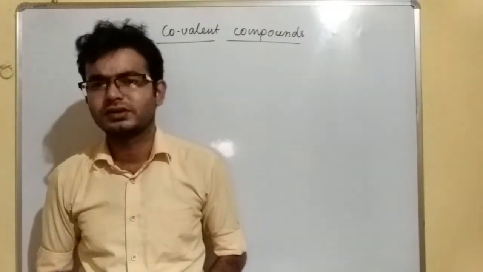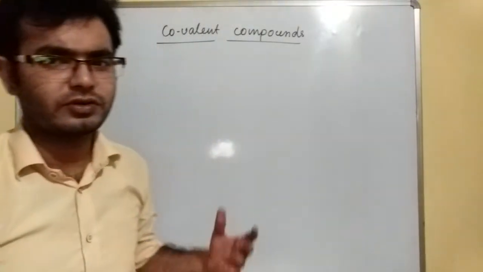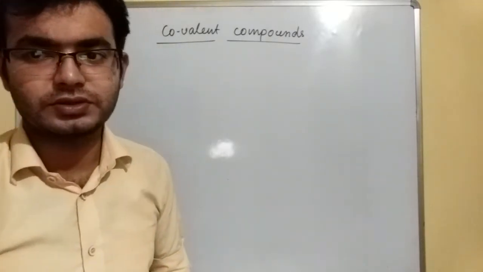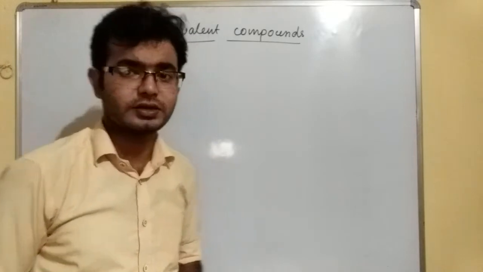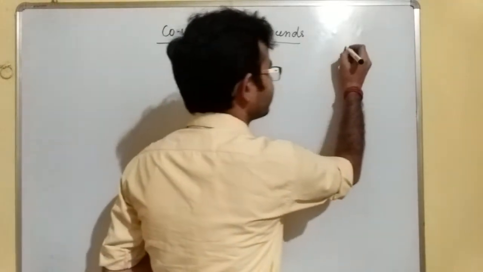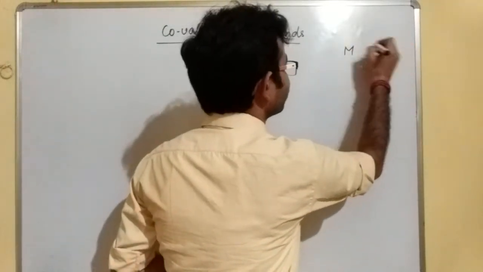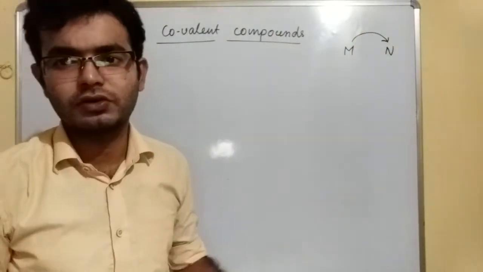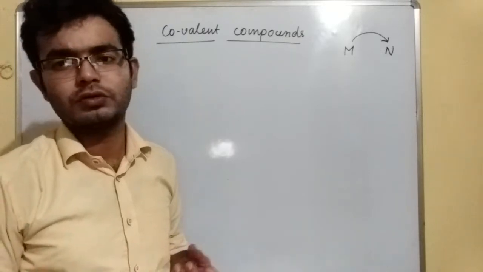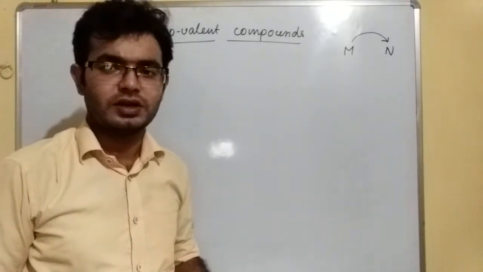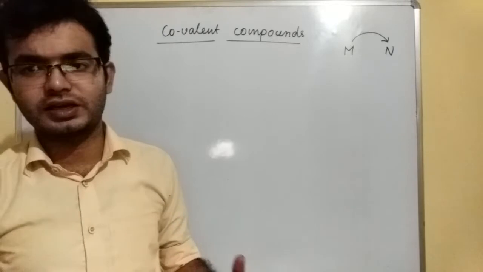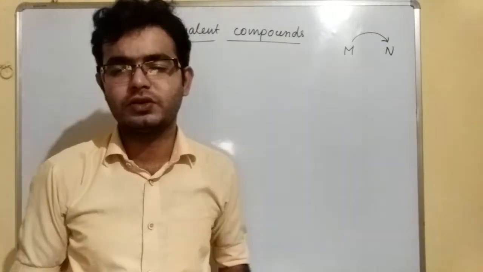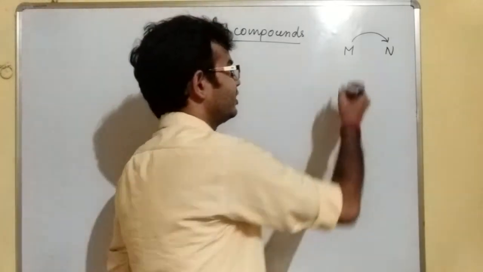Good morning, students. In the last class, we discussed ionic compounds and their properties. We learned that ionic compounds are formed due to the total electron transfer from metal to non-metal. Metals lose electrons, non-metals gain electrons, and both get opposite charges. The oppositely charged ions, that is cation and anion, attract each other. Due to electrostatic attraction force, they bind together to form the compound called the ionic compound.